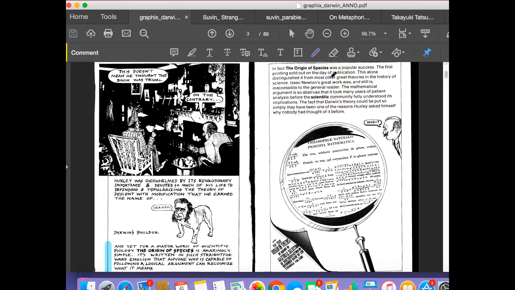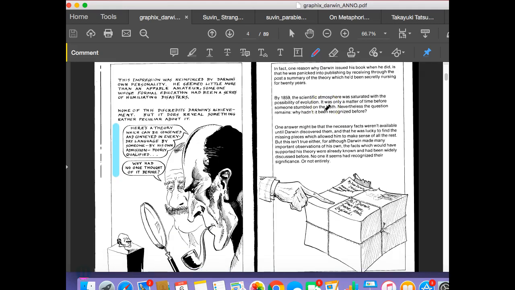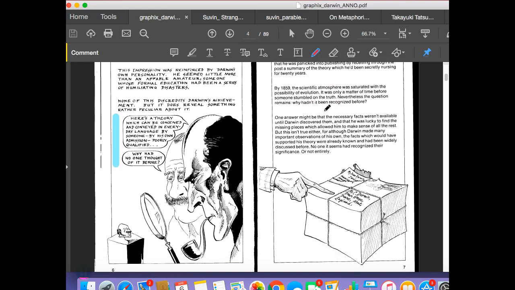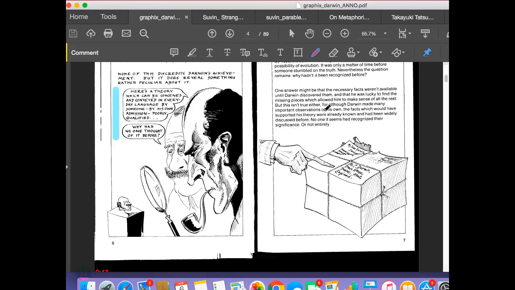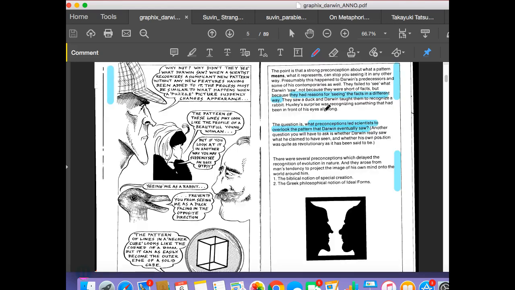So at the beginning here, it talks about the Origin of Species as a text. It seems to come out of nowhere. It's written in a very accessible manner. It seems to be very common sense. Why did no one think about it before Darwin? And this page is really good.